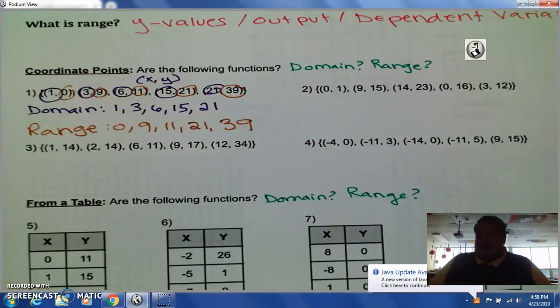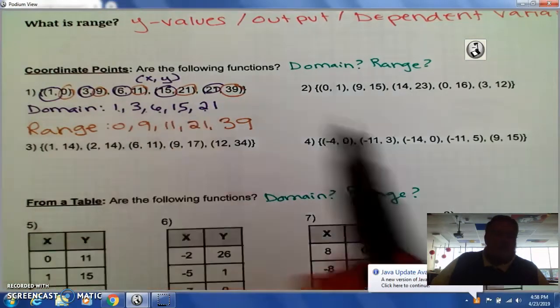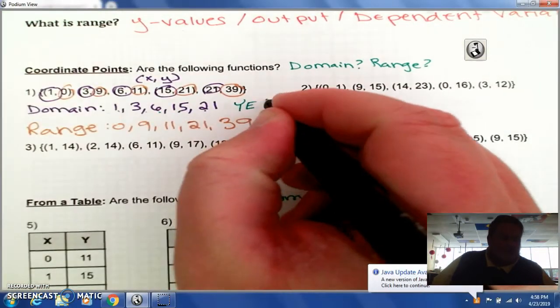Now, when it comes time to determine whether it's a function or not, if the x's repeat themselves, it's not a function. But this is 1, 3, 6, 15, 21, so yes, it is a function. Okay.